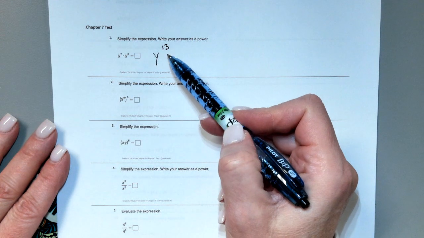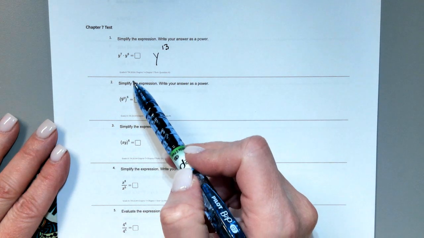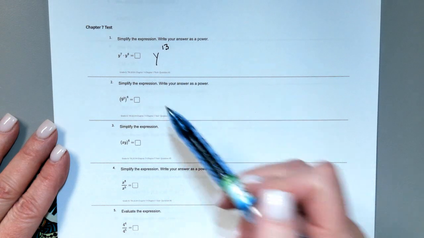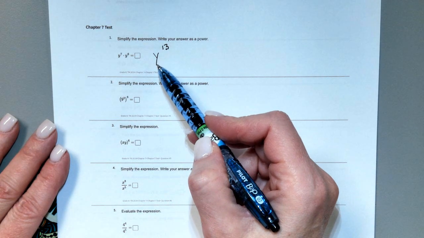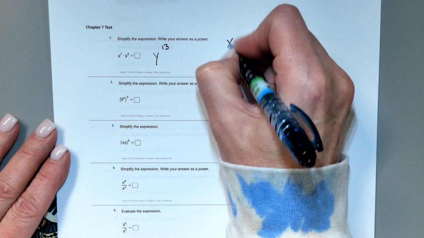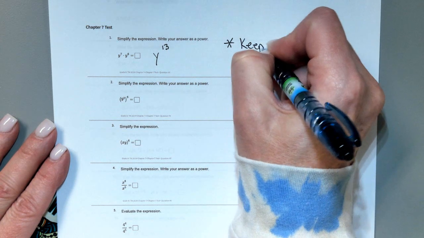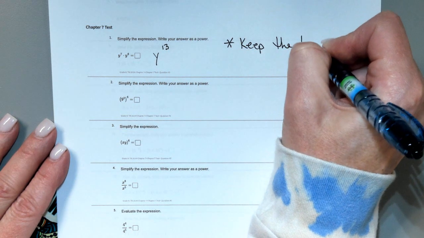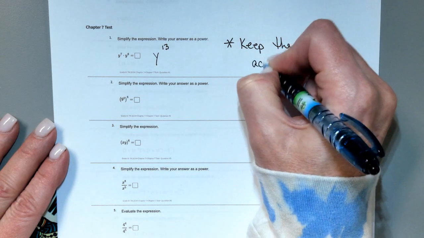Some of you on your test put 13. Some of you put 6 to the 13th. It was a wide variety. You keep the base, add the exponents. Keep the base, add the exponents.